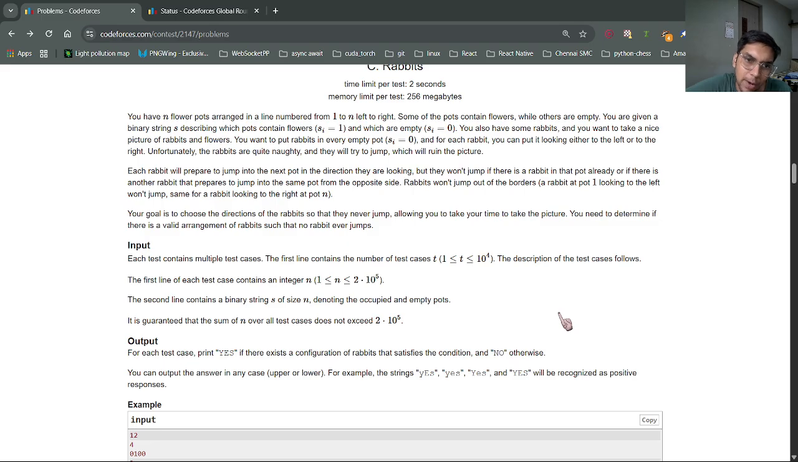Each rabbit will prepare to jump to the next spot in the direction they are looking, but they won't jump if there is a rabbit in that spot already, or if there is another rabbit that prepares to jump into the same pot from the opposite side. A rabbit won't jump out of the borders. Your goal is to choose the directions of rabbits so that they never jump, allowing you to take a picture. You need to determine if there is a valid arrangement of rabbits such that no rabbit ever jumps.